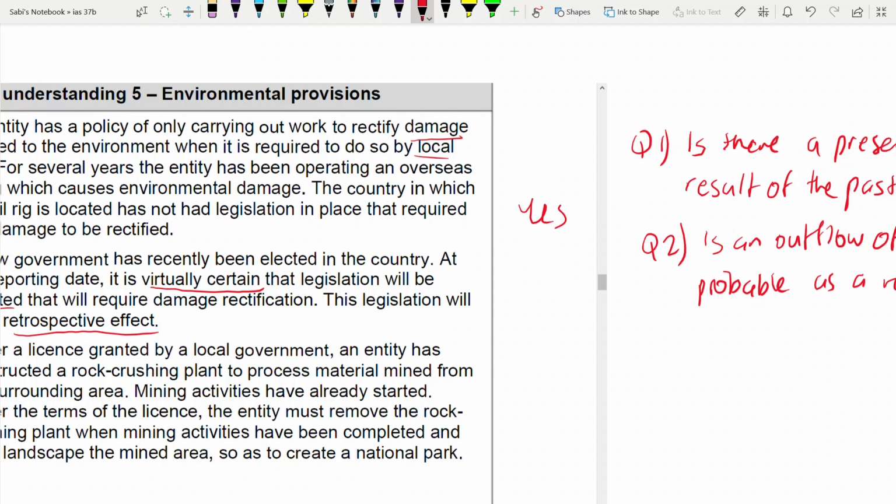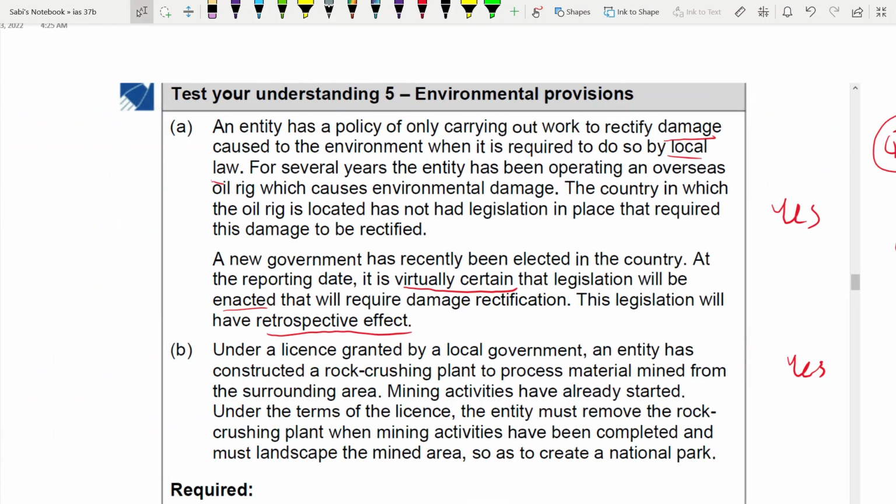what about the outflow of economic benefits? Is there an outflow of economic benefit? Yes, there is. Okay, so the conclusion is you recognize a provision for the first one. Now, why do you have a present obligation? I'm going through the first one.